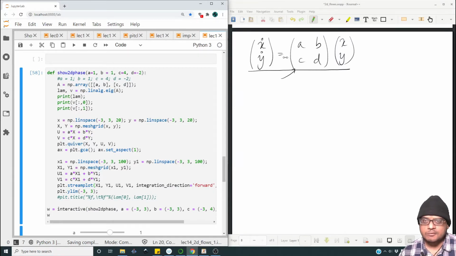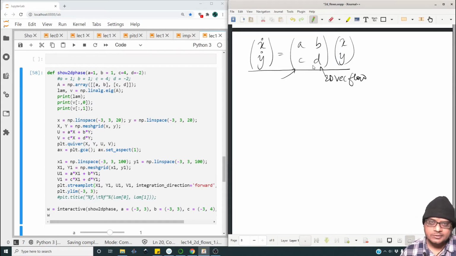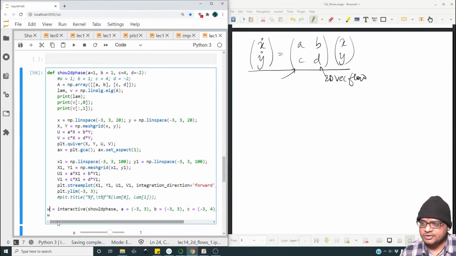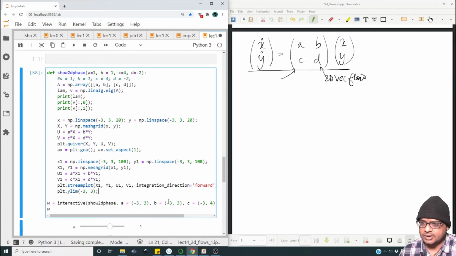We're going to make a quiver plot of this particular 2D vector flow, and after that we're going to plot the stream plot of it. Because we are going to pass a, b, c, d as four parameters, I have made a function which wraps everything inside it, and I'm going to make an interactive widget which takes as input a, b, c and d. There's nothing very difficult. I've just modified the previous program and I've removed the eigenvectors so that when things become complex we have something to work with.